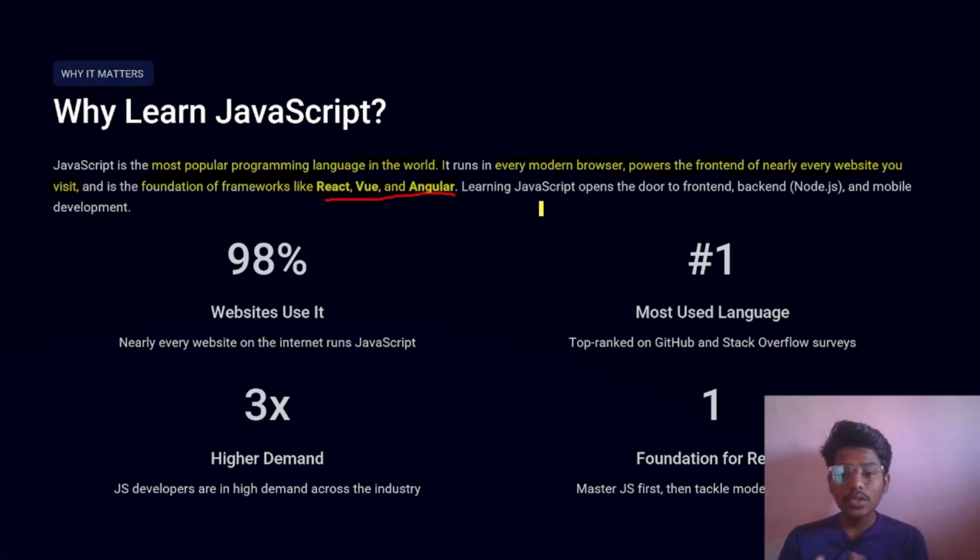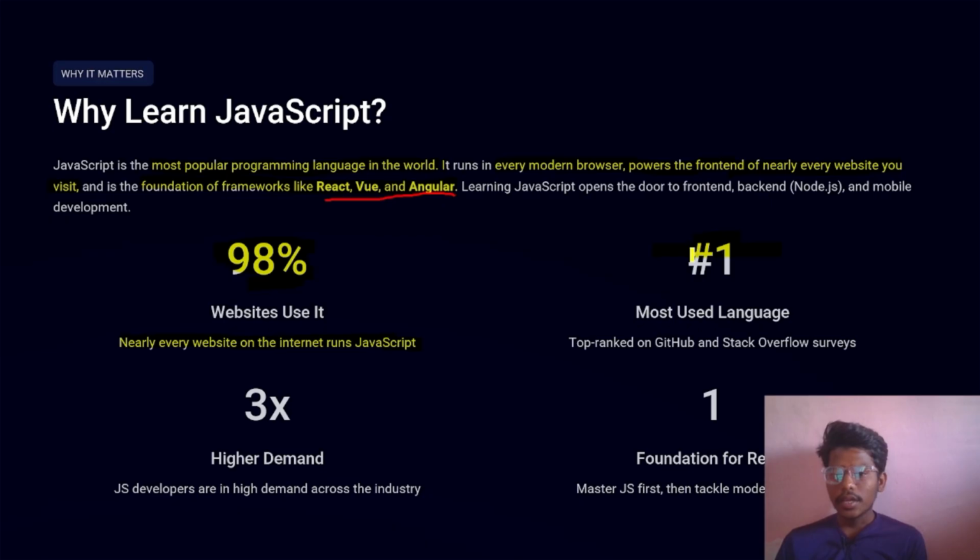What is the use of learning JavaScript? It will open the door to front end, back end, and mobile development. The front end, back end, and mobile development industries also use JavaScript. That much importance it has in the industry. 98% of websites use it. Nearly every website on the internet runs JavaScript.